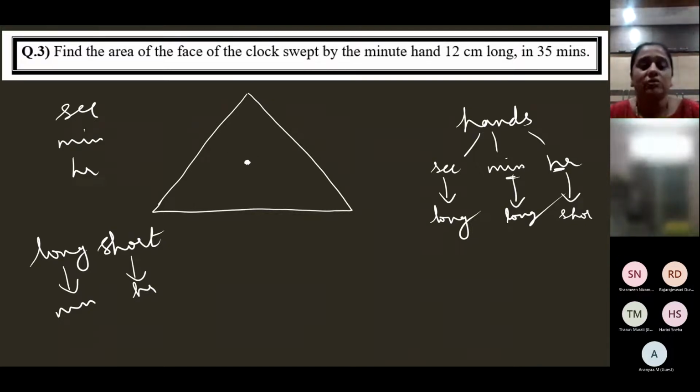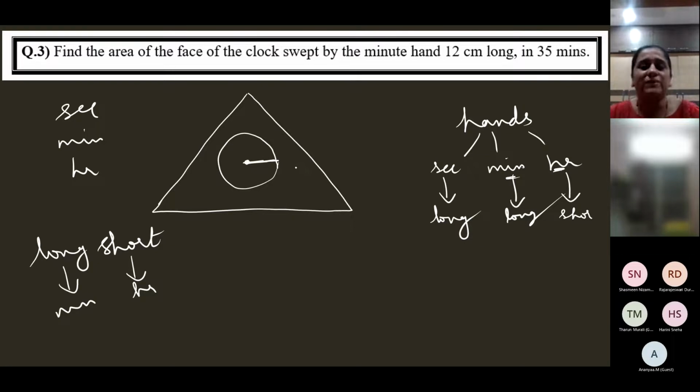Okay. Now, these three hands are pivoted at a point. When something is tied or pivoted here, when it moves about that central point, it has to make a circular motion. Because the clock is triangular, the three hands of the clock will not sweep a triangle. They'll not sweep a triangular face.